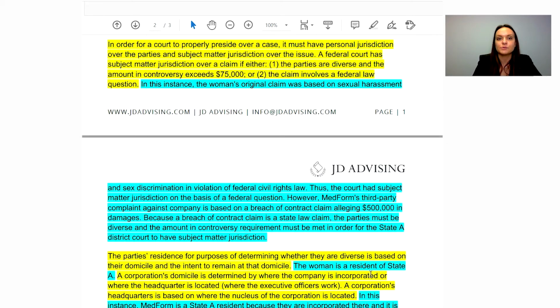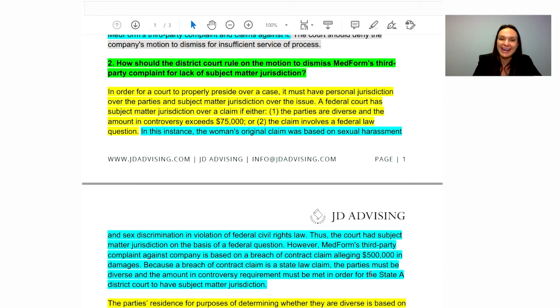I find that sometimes with subject matter jurisdiction questions that happens because there are multiple moving parts, and sometimes it's easier to give a rule and then analyze it and then carry on and give the other portion of the rule and then analyze it. And it appears to me that that's exactly what this examinee did. So while it's not perfect IRAC format, it's still very easy to follow.